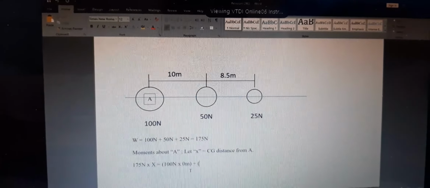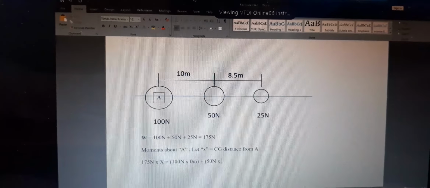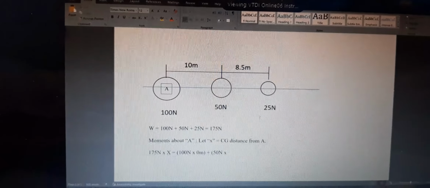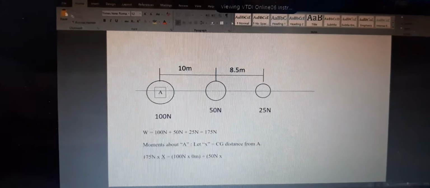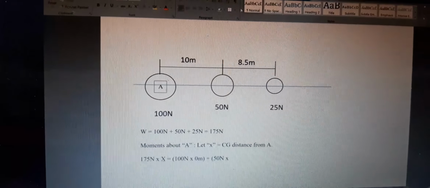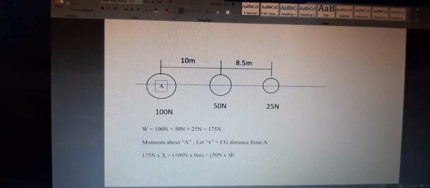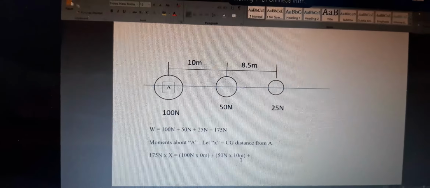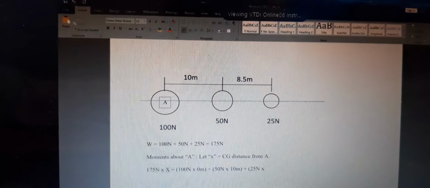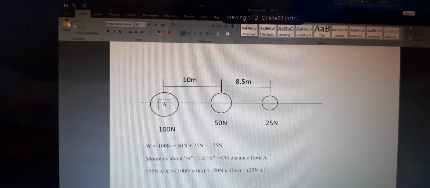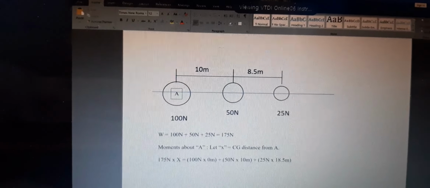So you ignore that. Now here you have 50 Newton times, what's the distance from A? 10 meters. Plus, what's the next force we have? 25 Newton? Yes. Times, what's the distance from A? 18.5 meters. 18.5 meters. Alright?